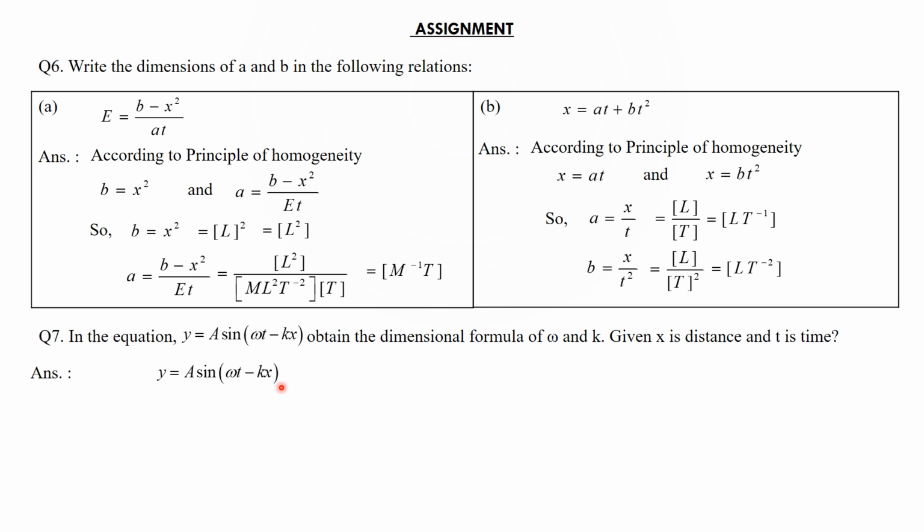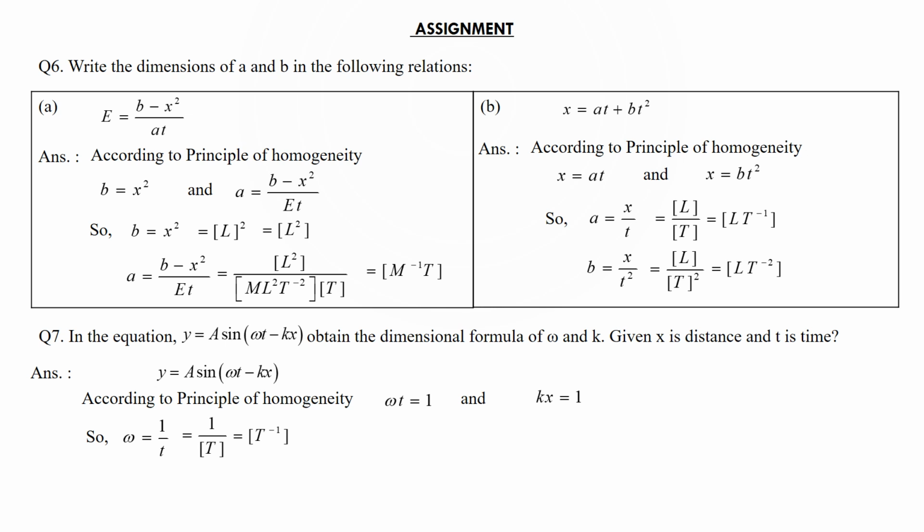Now angle is dimensionless. That means the product of omega t should be dimensionless and the product of kx should be dimensionless. So according to the principle of homogeneity, omega t is equal to 1, because the product of omega and t should be dimensionless. Why? Because angle is dimensionless. So after sine, this is definitely an angle, so this whole term should not have a dimension. That means omega t should be dimensionless and kx should be dimensionless. So omega t equals 1 and kx equals 1.